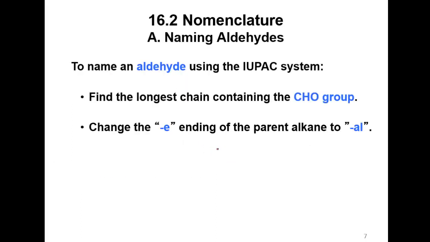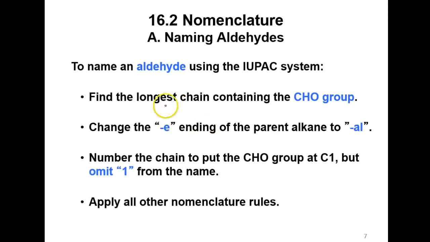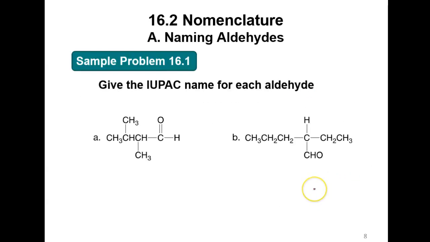Okay, naming aldehydes, very simple. You basically look for the longest chain that has the aldehyde group on it. The end of your parent chain is named al, so if you have 3 carbons, it's a propanal. And the aldehyde group always gets carbon 1. That is always carbon 1, and you apply all the same rules. So, pretty simple. Here's an aldehyde. This is carbon 1 automatically. So this is carbon 2, this is carbon 3, this is carbon 4. So it's a butanal.